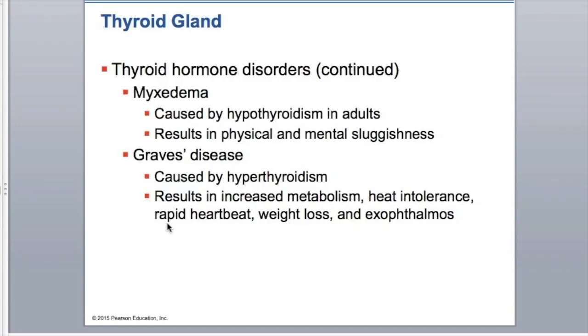Moving on, you've got thyroid hormone disorders. You've got myxedema, which is hypothyroidism in adults. Usually it happens in middle-aged women, they become very tired, very sluggish, and it's a slowdown.